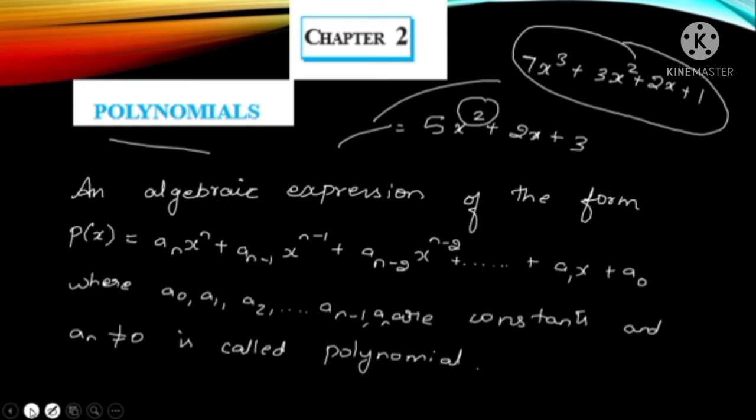Now let us move towards the next concept: monomial, binomial, trinomial. So what is a monomial? A polynomial that has only one term is called a monomial. For example, consider 5x. This is a monomial. It consists of only one term.